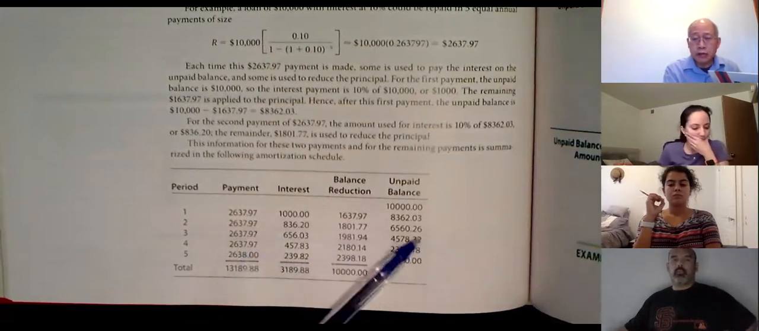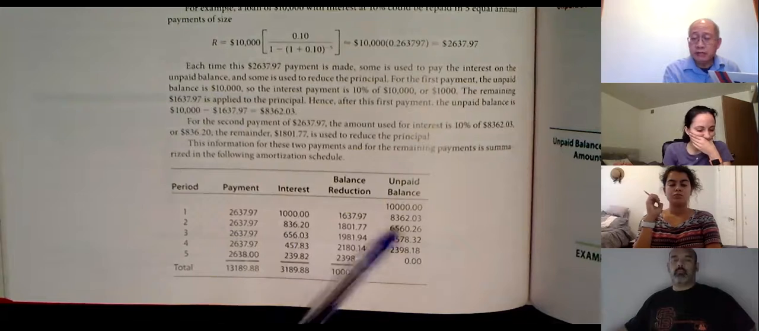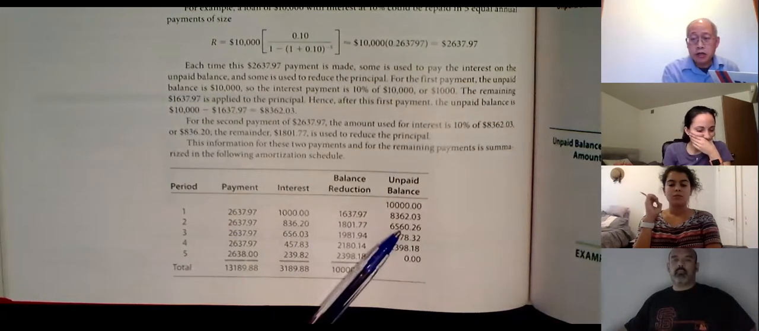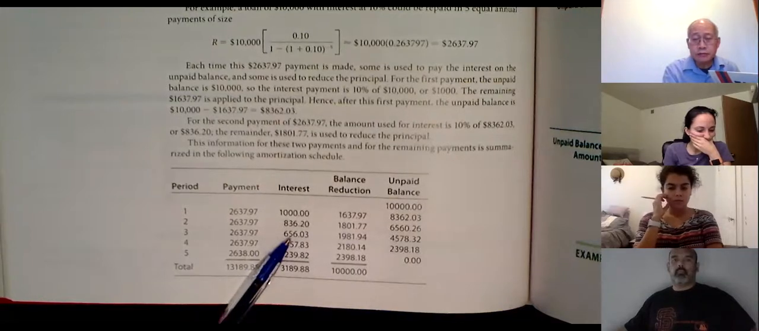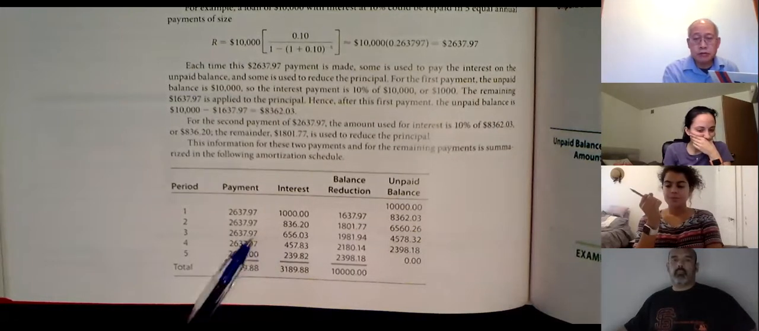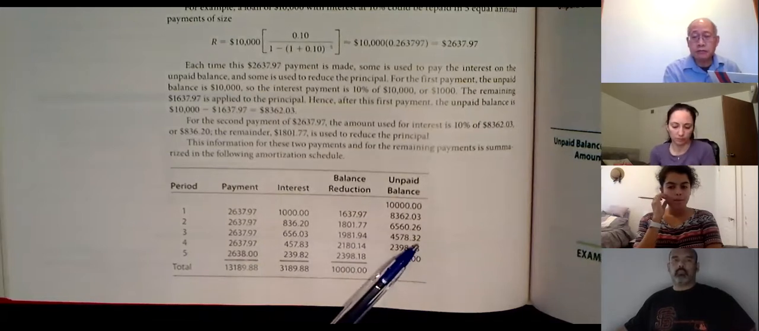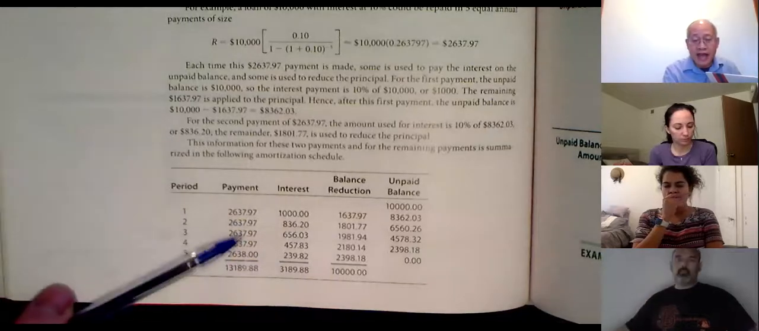So you keep following that process. You make the same payment. Now the interest is 10%, but it's no longer 10% of that. Now you only owe this much, so 10% of that is that. Subtract these two numbers, and 1981.94 comes out to be that. Now you follow that process all the way through until the end.